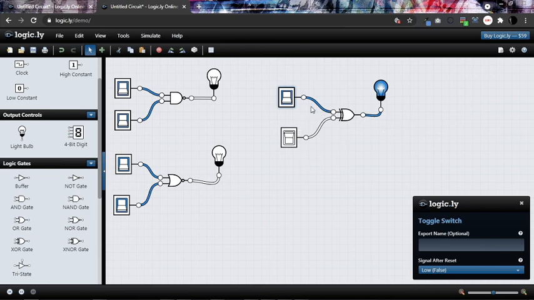When both the inputs are same, it produces low. When both the inputs are different, it produces 1. In this case, one input is 1 and one input is low. It produces 1. If both the inputs are low, it produces low, and if both the inputs are high, it produces high.